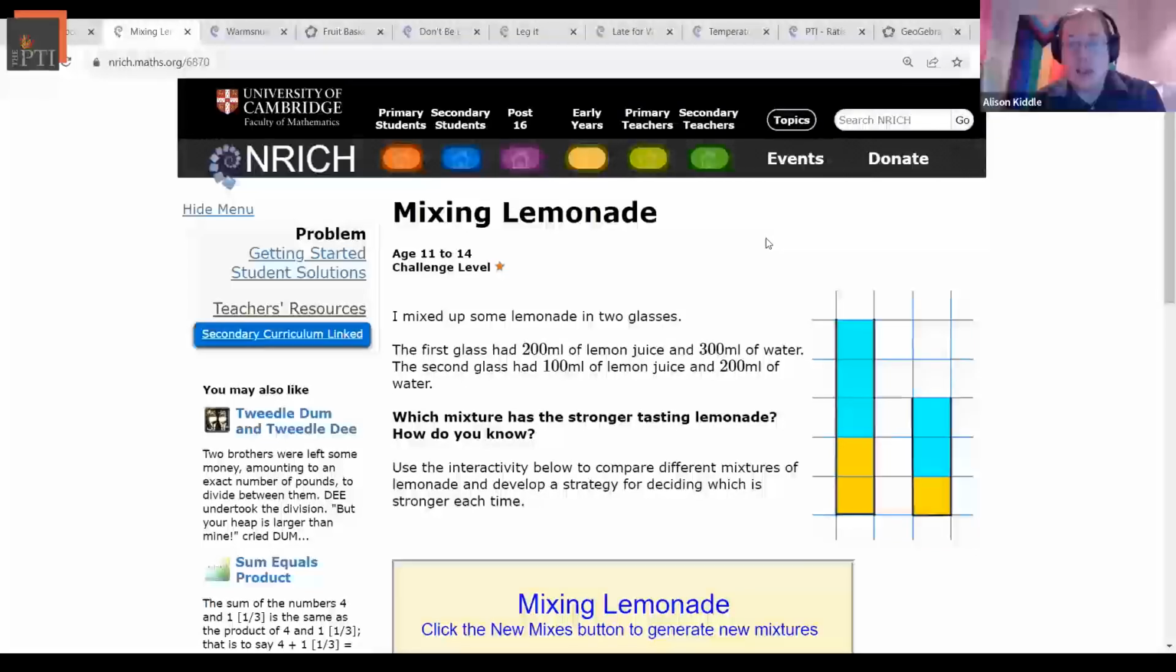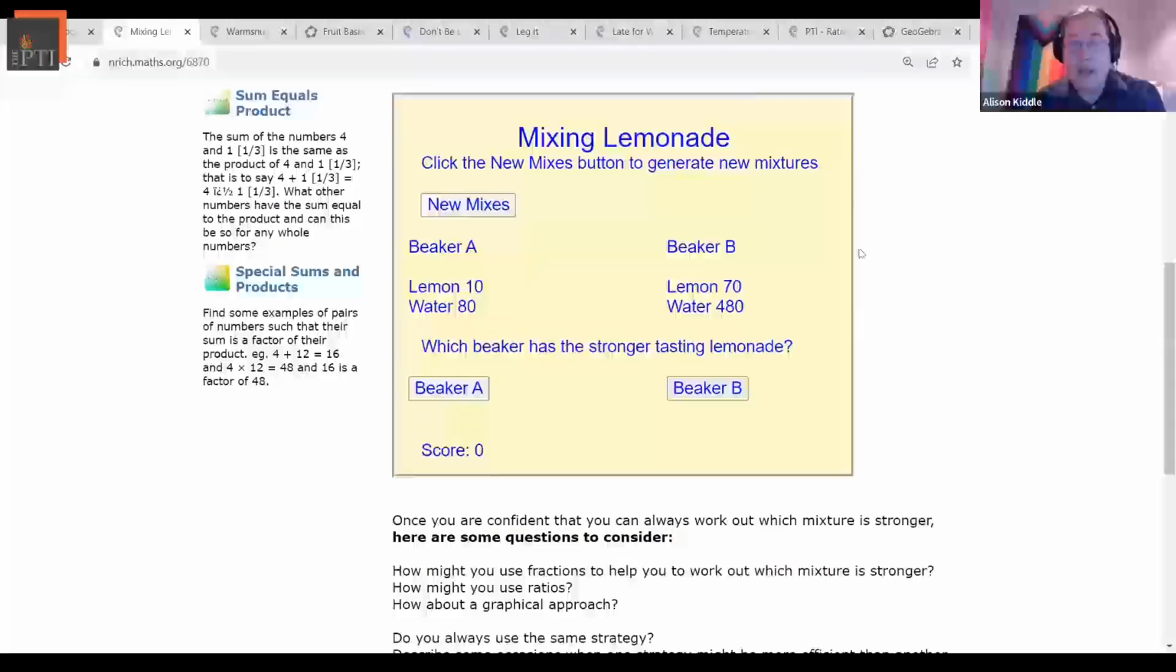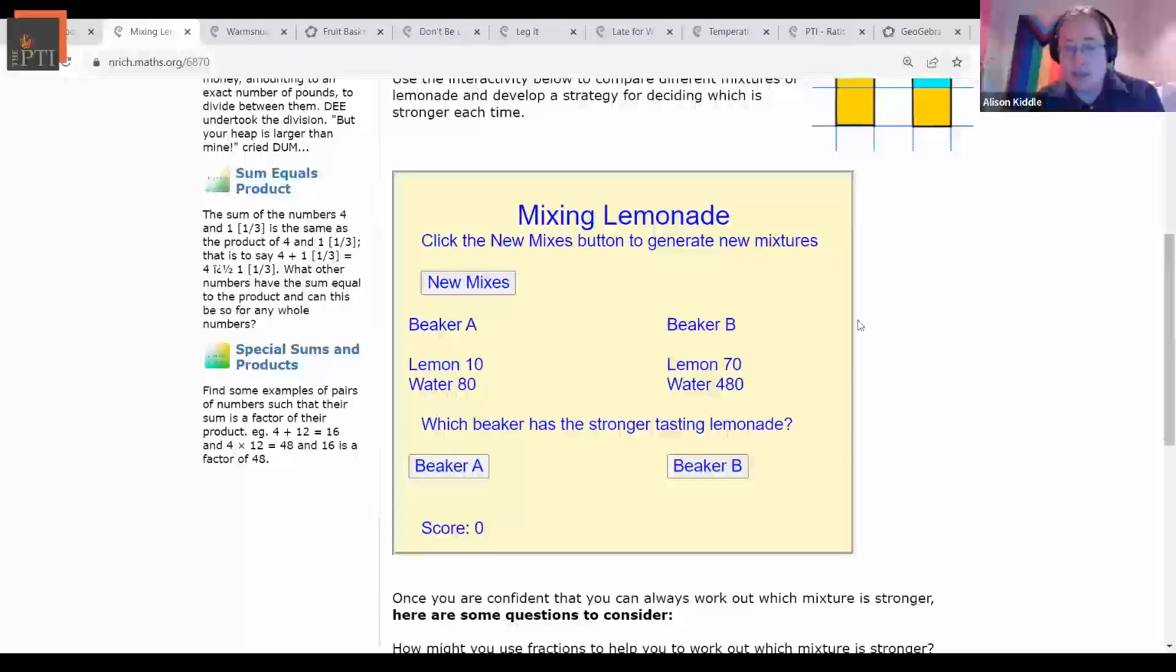So this is the main problem on the site, and it's got a little introductory problem there, but then when you scroll down, it's got this very cute little interactive where you can keep clicking and it will generate new questions. And then when you get a question that you like the look of, you can have a look at it and say, well, how would I work this out? So this has got 50 lemon and this has got 10 lemon. So this has got 5 times as much lemon as this. So if I multiplied up, if this was 50, this would be 250. But this has got 480 water. So the stronger one is going to be beaker B.